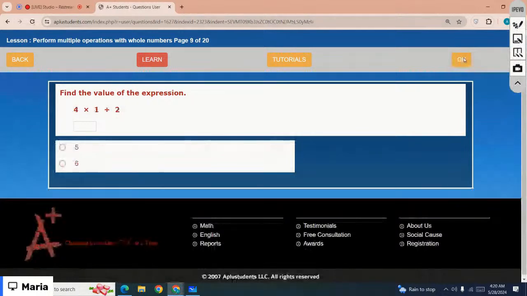Find the value of the expression. So which is the correct option? The correct option is 6. Option number 2 is the correct option.